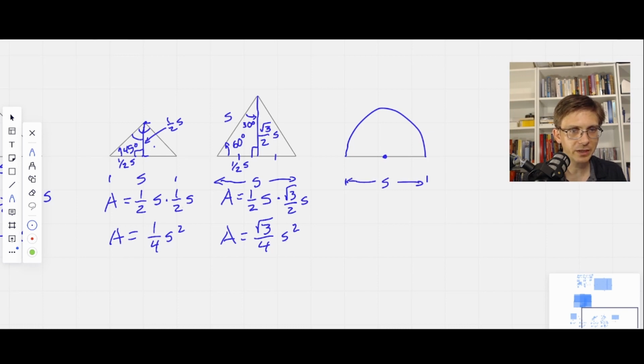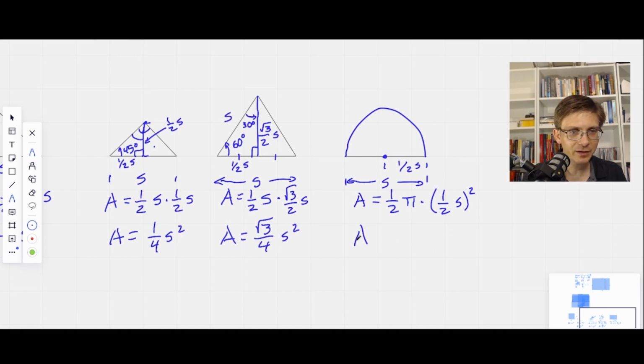And so that means that the radius is just 1/2 of s. So the area of a semicircle is just half of a circle. So it's 1/2 times pi times the radius squared. So the radius is 1/2 s squared.